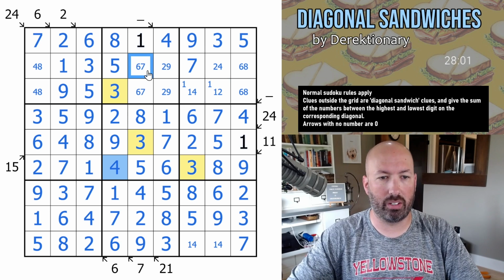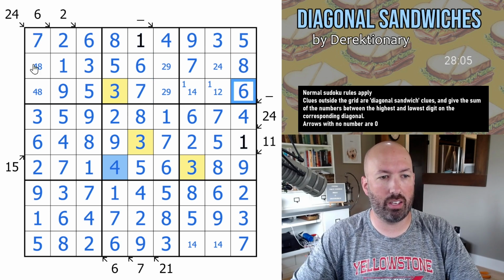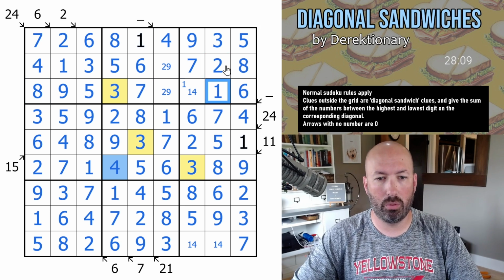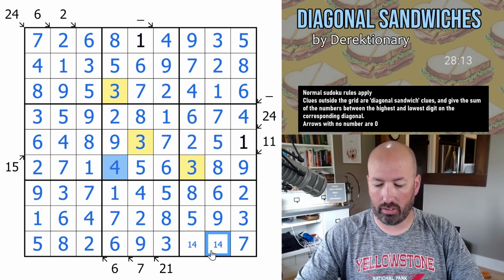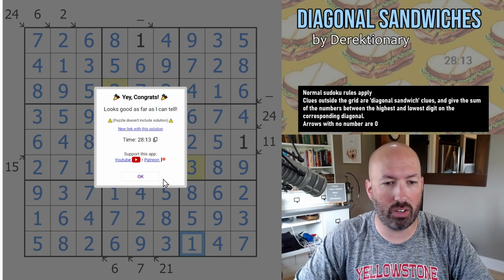Oh, the 7 there. That's what I need. 6, 7. That 6 gives us the 8 and the 6. The 8 gives us the 4 and the 8. That 4 gives us 2. 1, 4, 9, 2. The 1 down there gives us the 4 and the 1. There we go. Looks good as far as I can tell.